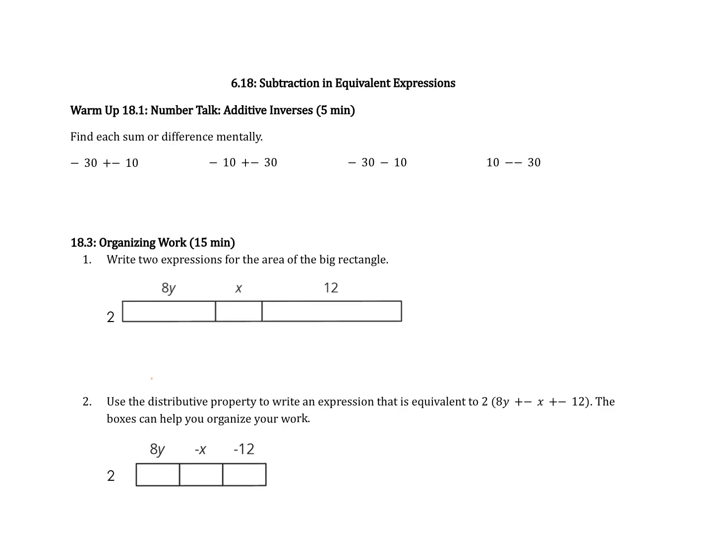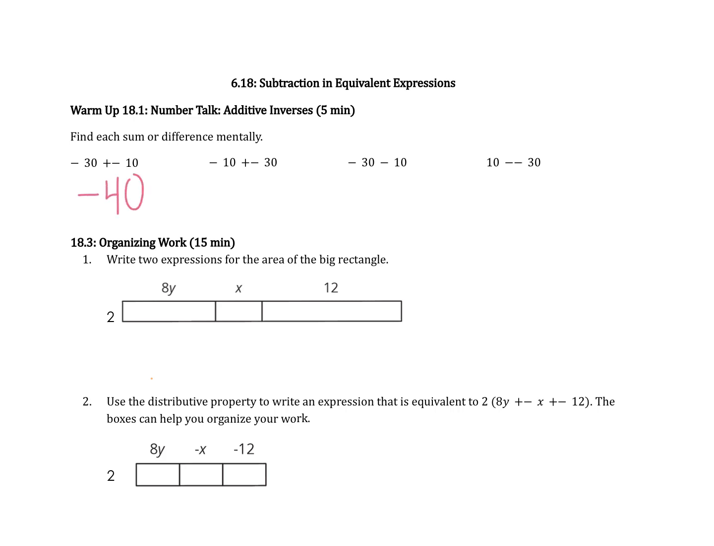For today's warm-up, I want you to find each sum or difference mentally before I discuss the answers. Okay, for negative 30 plus negative 10, both are negative, so our answer is going to be negative, and we just add 30 plus 10, which is negative 40.